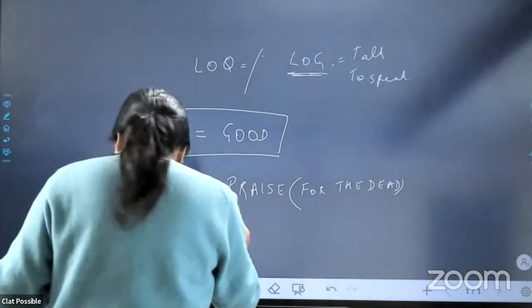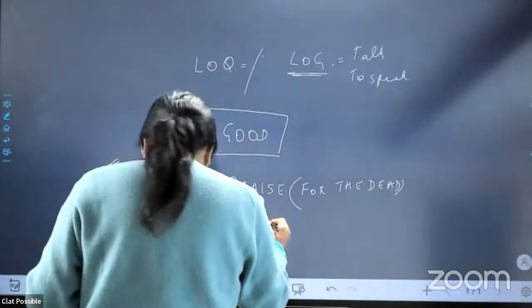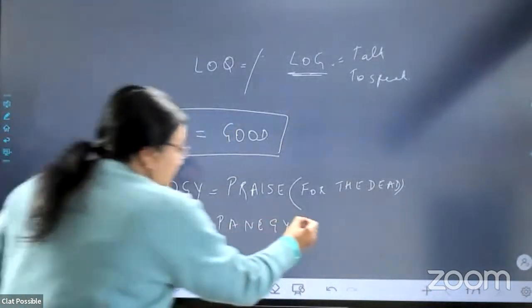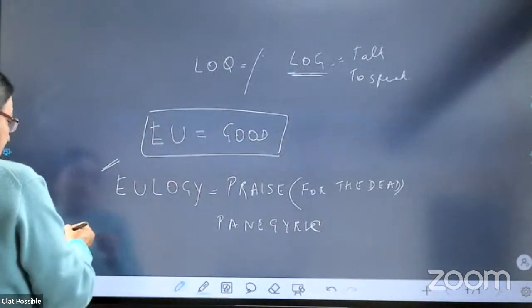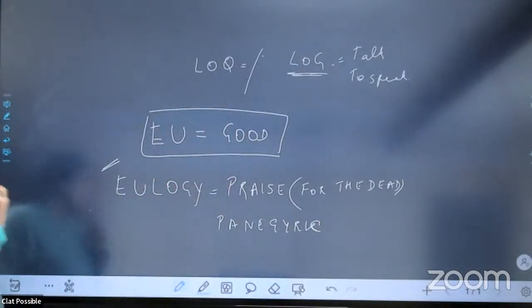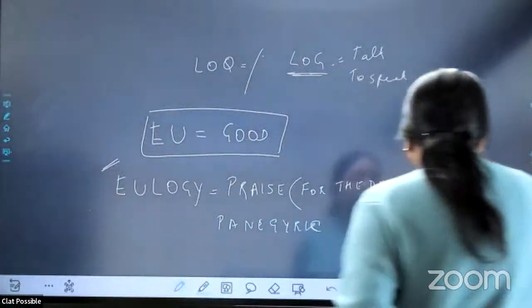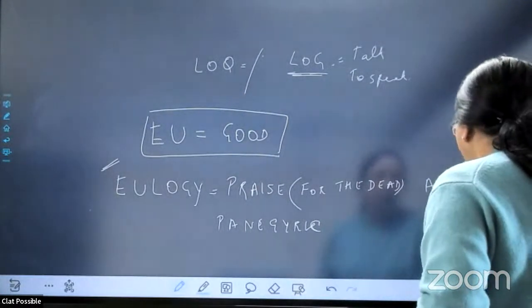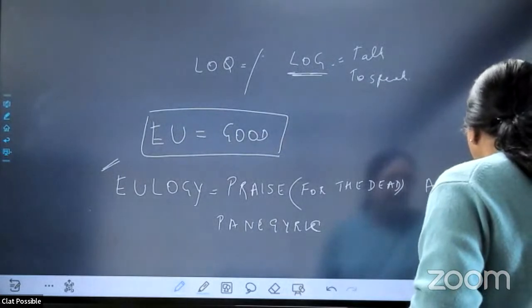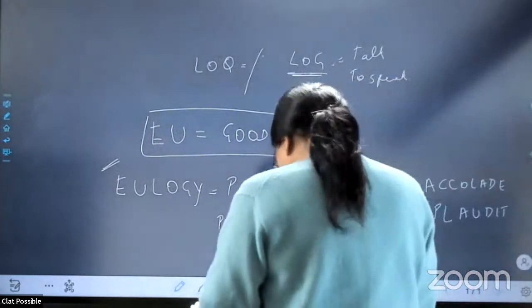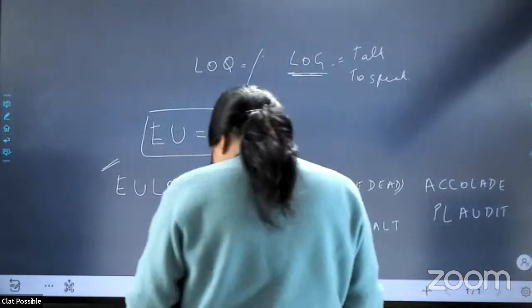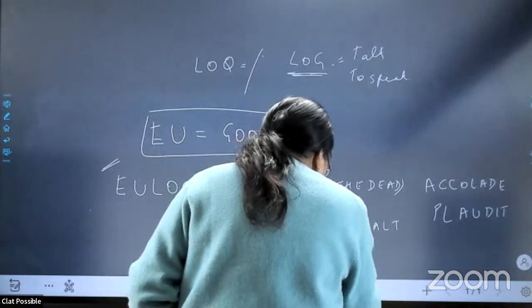So first and difficult word. See, in the end, 5-10 minutes, I'll spend revising with you. This is panegyric. Eulogy is praise for the dead. Panegyric is all praise. Now here, another word, accolade. Accolade, plaudit. Plaudit or plaudits, or it can also be exaltations or exalt. It can be a tribute.